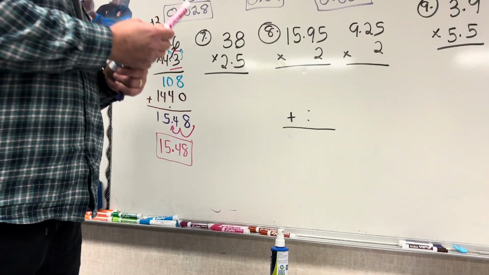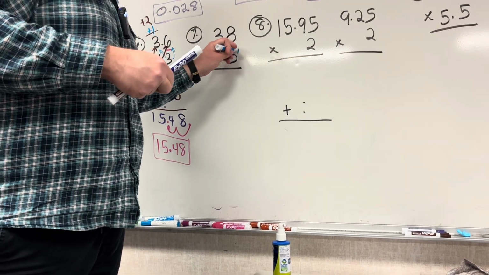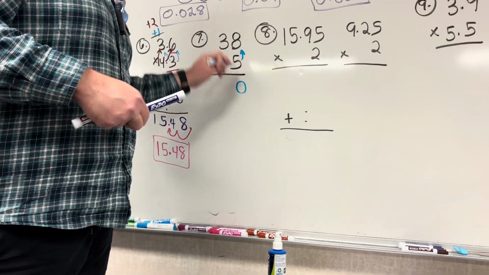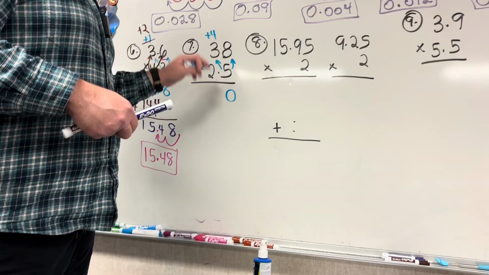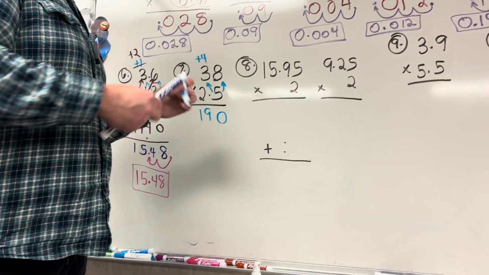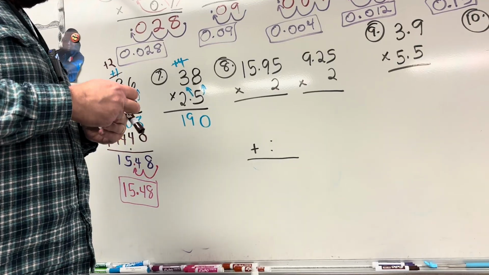Number 7. We're going to start from right to left. So we're doing 5 times 8 first, which is 40. Carry the 4. 5 times 3, which is 15, plus that 4 makes it 19. Cross that out. I'm going to be doing the 2's now.